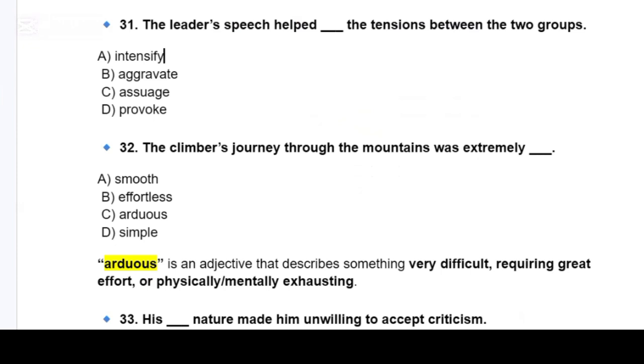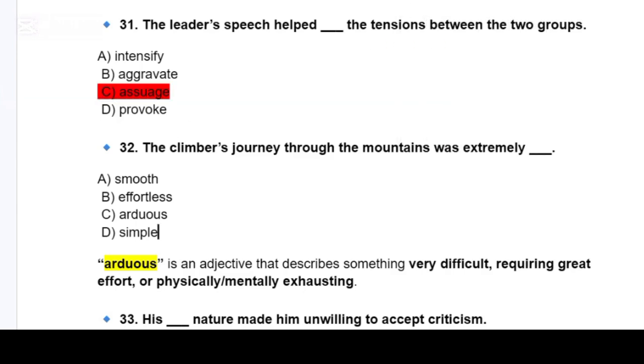The leader's speech helped the dash tensions between the two groups. So the leader's speech helped intensify, no. Aggravate, no. Assuage, provoke, no. So assuage is correct. Assuage means to calm the anger or tension.